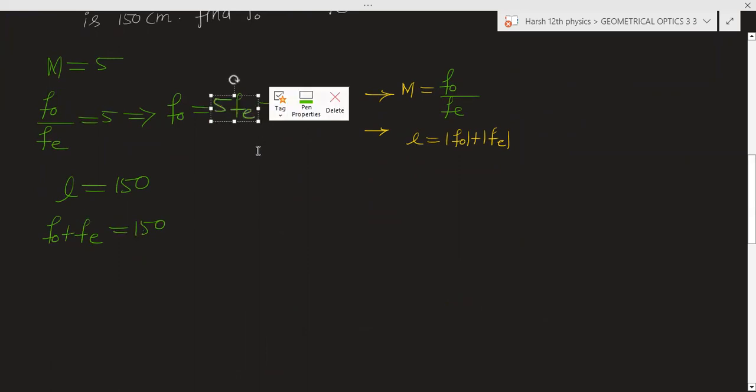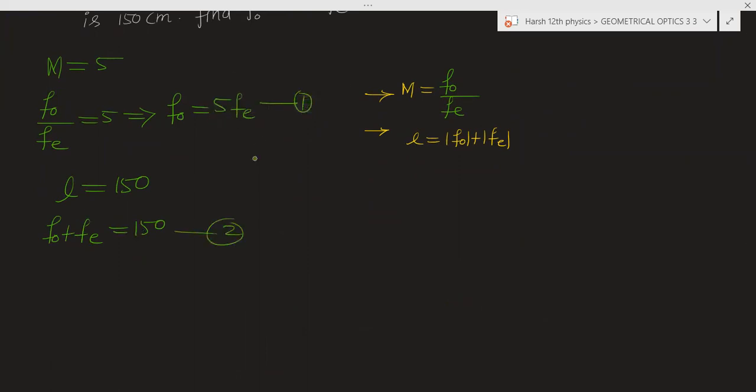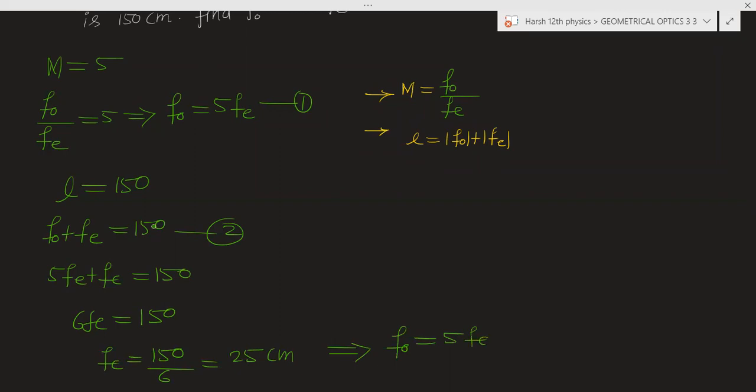Now you can put the value of FO. FO is 5 times FE, so it will be 5 FE plus FE is equal to 150. So you will get 6 FE is equal to 150. FE will be 150 divided by 6, which is 25 centimeter. Now from here you can find FO. FO is 5 times FE, so it will be 5 times 25, which is 125 centimeter.